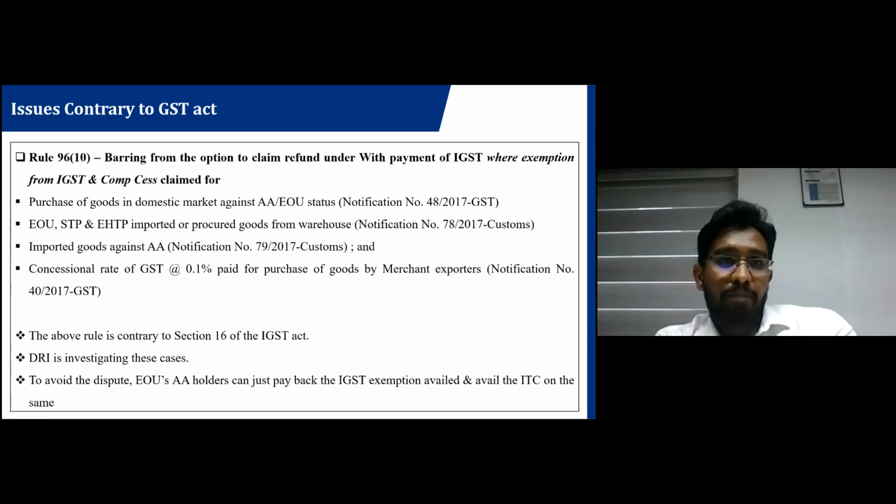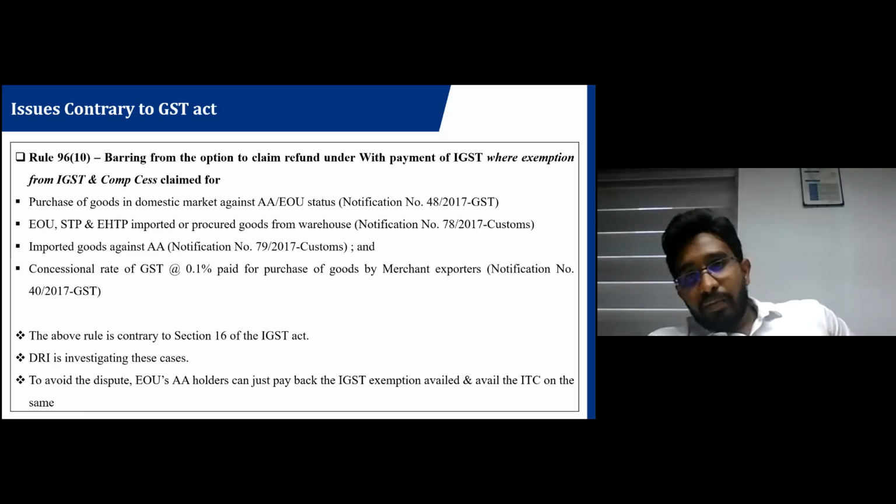Next, Rule 96(10), barring the exporters from claiming refund under the export with payment category if he availed the benefits as mentioned here. For example, if he has claimed exemption from IGST and compensation cess in case of purchase of goods in the domestic market against advance authorization or EOU status. Next, EOU, STP, HTP imported or procured goods from warehouse. These are all the beneficial notifications 48, 78, 79 and 40.